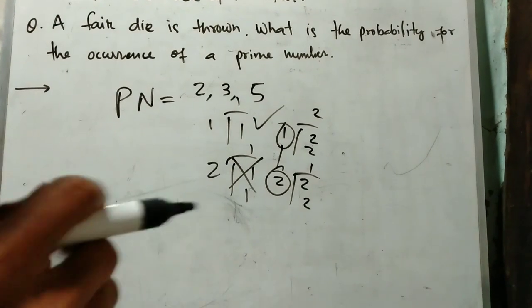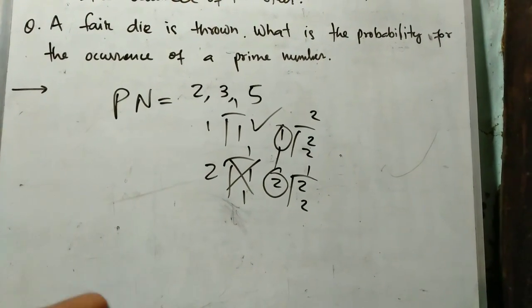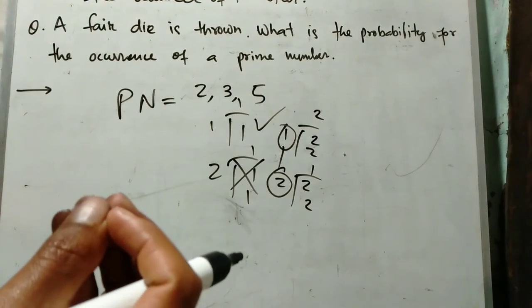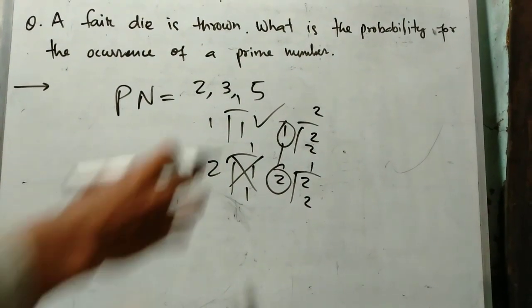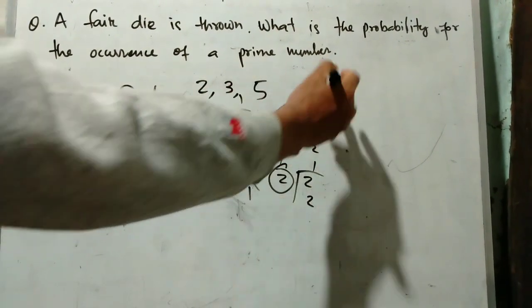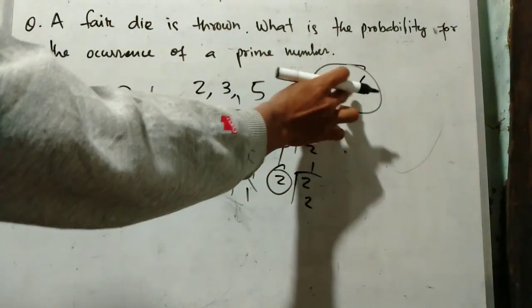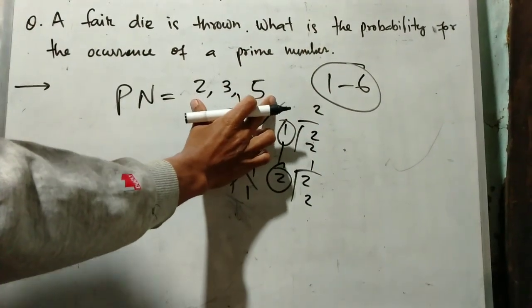What about 6? 1 times 6 is 6, 2 times 3 is 6, 3 times 2 is 6, 6 times 1 is 6. That means 6 has more than 3 or 4 factors. So 6 is not a prime number. What are the prime numbers that can occur? A die contains 1 up to 6. So between 1 up to 6 there are 3 prime numbers.